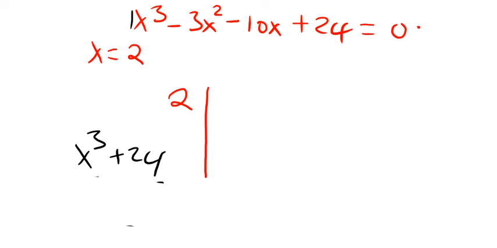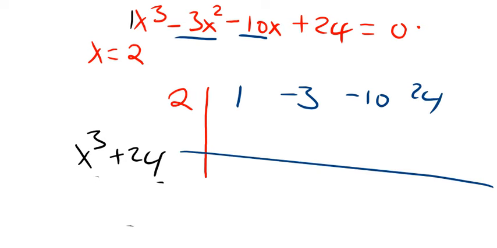So what we have now is 1. There we have negative 3. Then there what do we have? And 24. So the first step is to drop the first factor, 1. Then we'll be multiplying by 2. Then here we'll be adding. Before I even move on, have you followed what I've said?